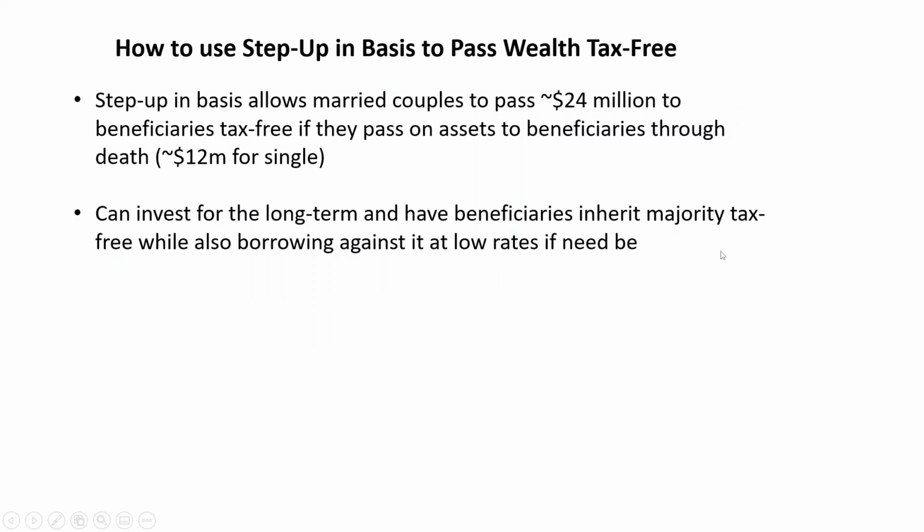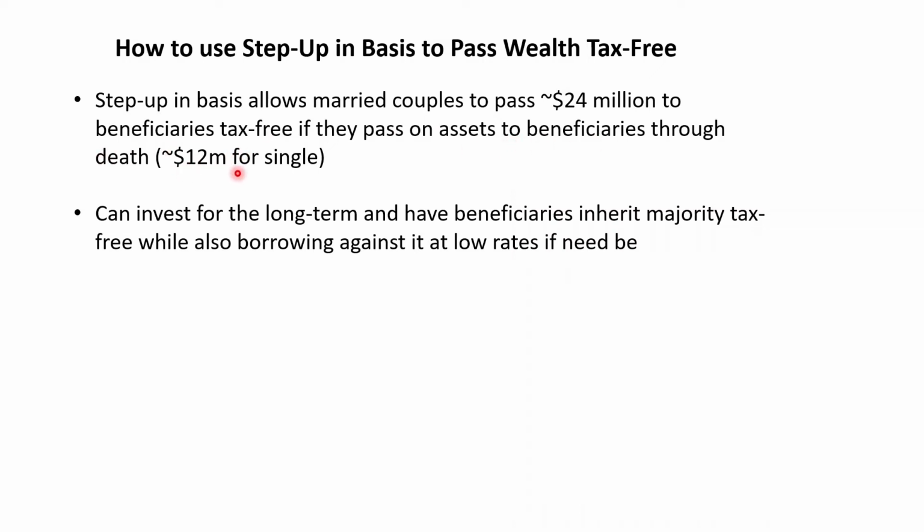So let's jump right into it. In order to understand why borrowing against your investment portfolio instead of utilizing taxable withdrawals is better, we first need to understand the step up in basis provision and how we can use it to pass wealth on tax-free to the next generation. Step up in basis is a provision that has allowed wealthy individuals to pass on wealth tax-free for decades now. It allows married couples to pass $24 million to beneficiaries tax-free if they pass on these assets through death.